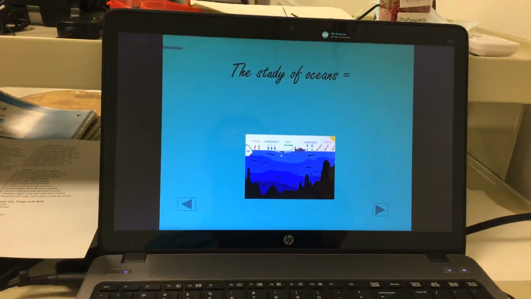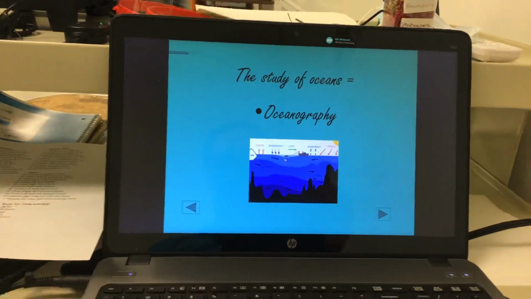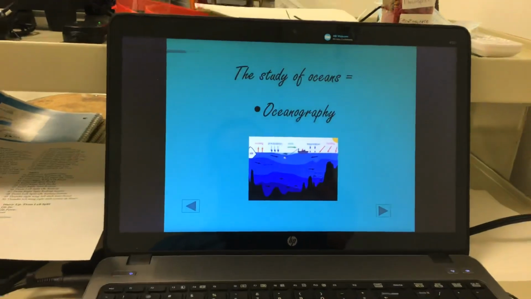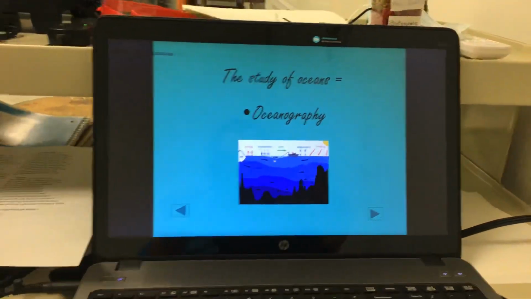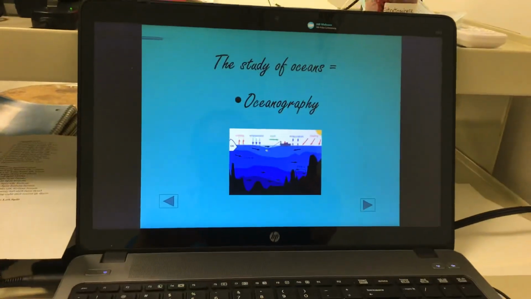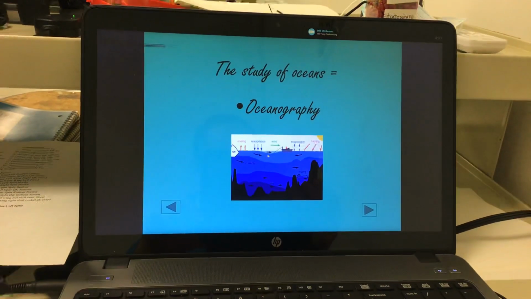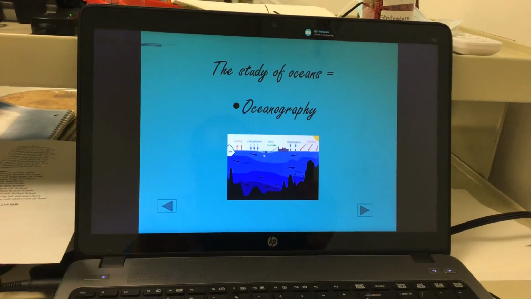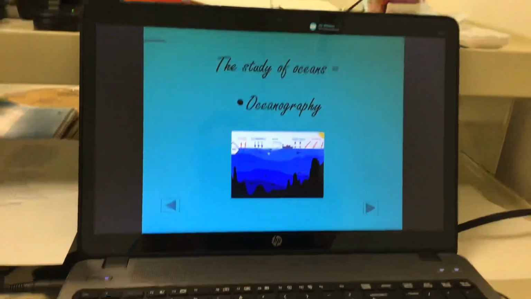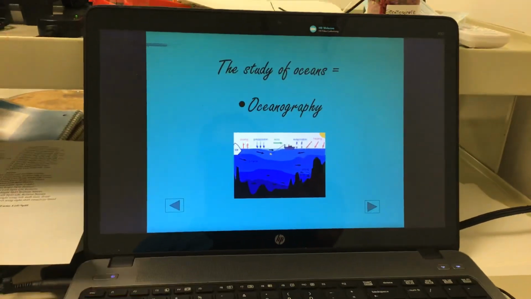The study of oceans: oceanography. We'll have a chapter where we talk about the oceans. We don't talk about the life in the oceans, but we talk about the different landforms, currents, different densities, things like that.